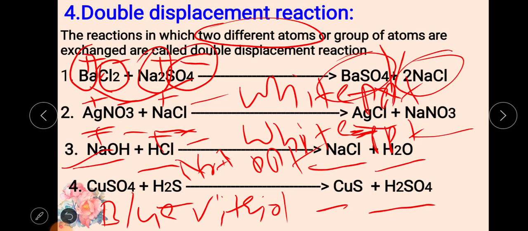This copper sulfide is again a precipitation reaction. We will get a black PPT. In both the above reactions we got a white PPT, but here copper sulfide is precipitated as black.